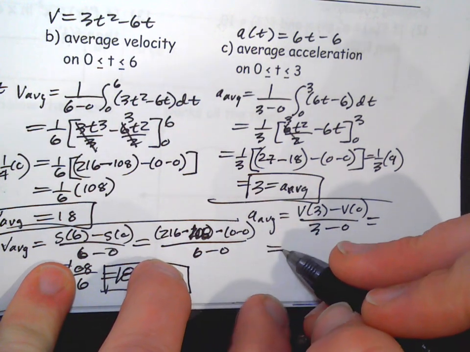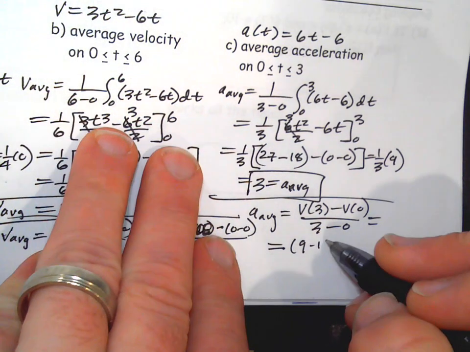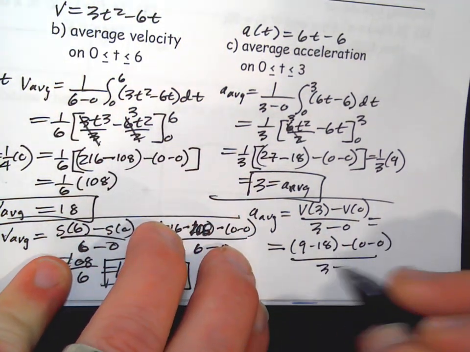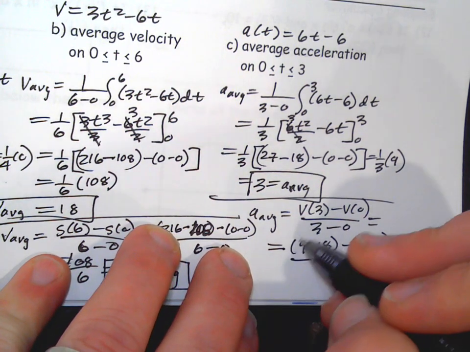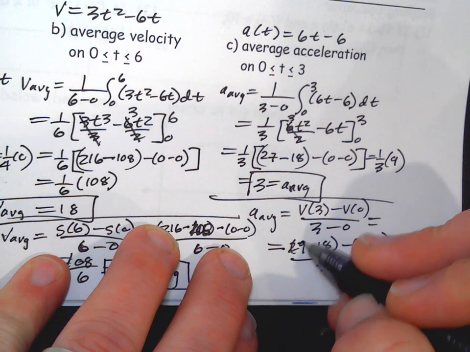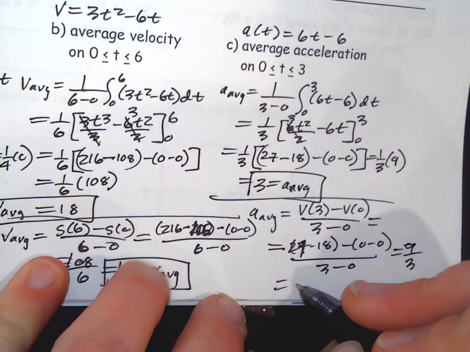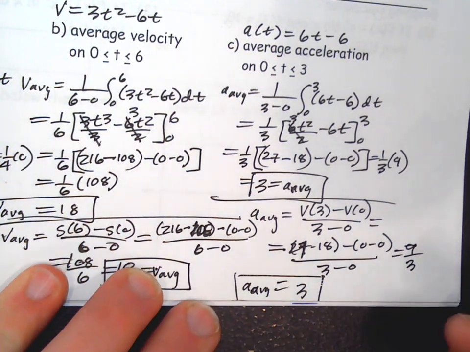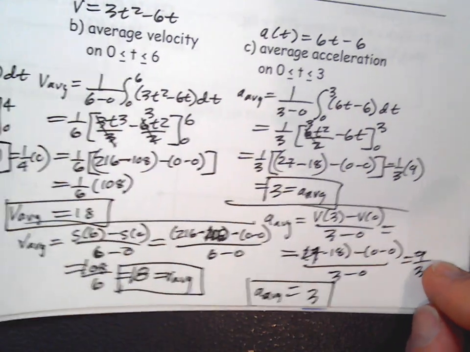And then plug 3 in here, and you get 27 minus 18. You plug 0, you get 0 minus 0. So we get 9 over 3 is 3. Same answer. So, it's up to you, but if it is a derivative, I'd use that special derivative rule that we learned a while ago.